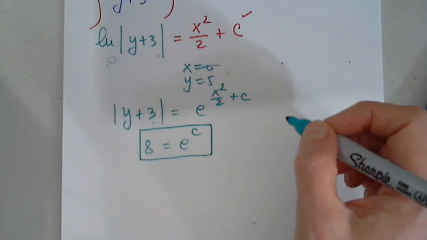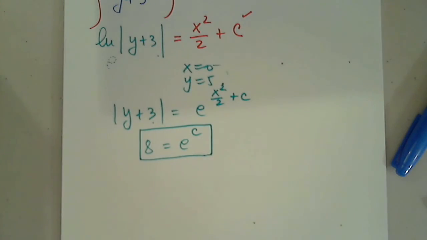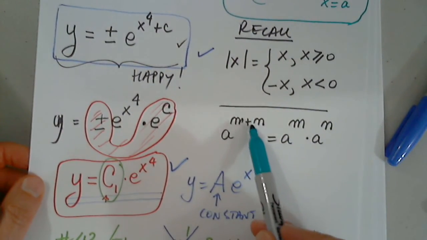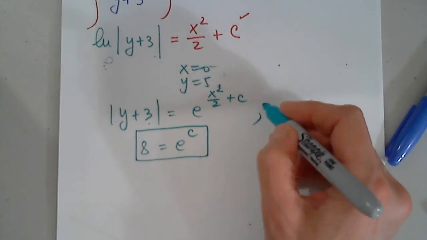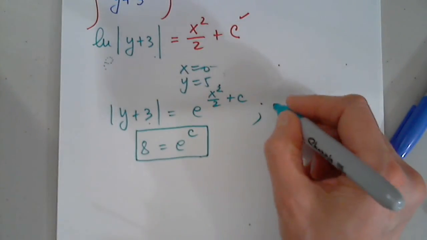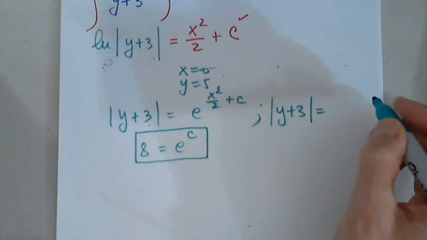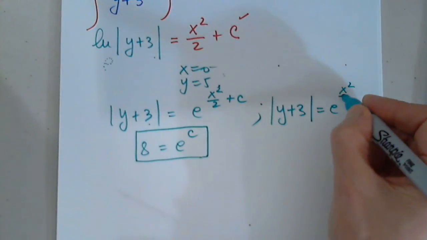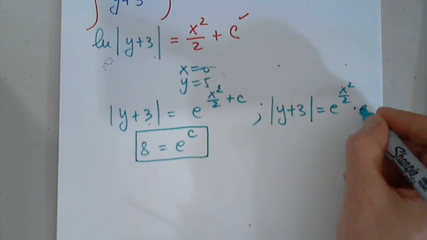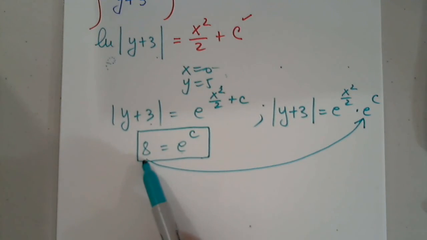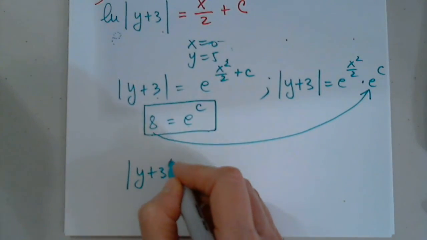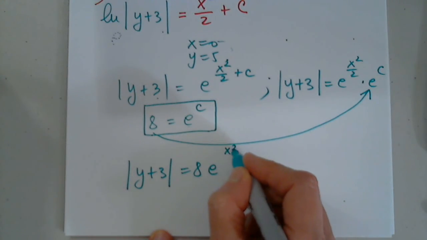Right? So remember the rule that we just looked at a minute ago? a to m plus n is a to m times a to n. So I can write here, do not continue with an equal symbol, please. An equation has only one equal symbol. So the absolute value of y plus 3 equals e to x squared over 2 times e to c. But e to c is 8. So then we have the absolute value y plus 3 equals 8e to x squared over 2.